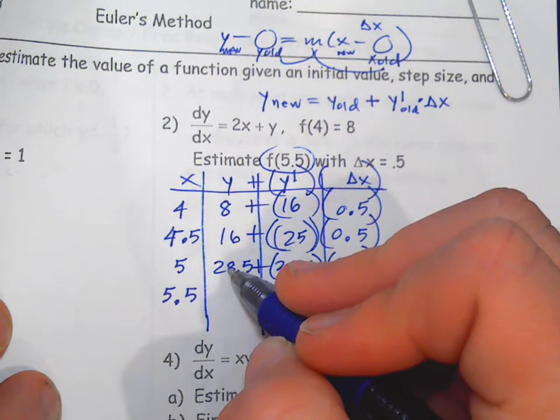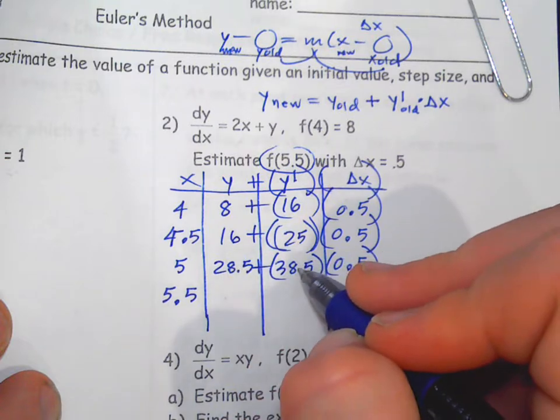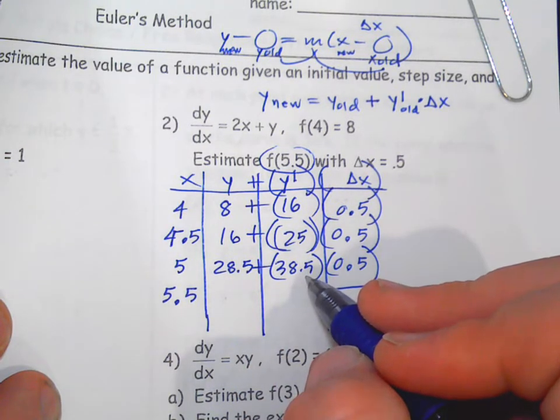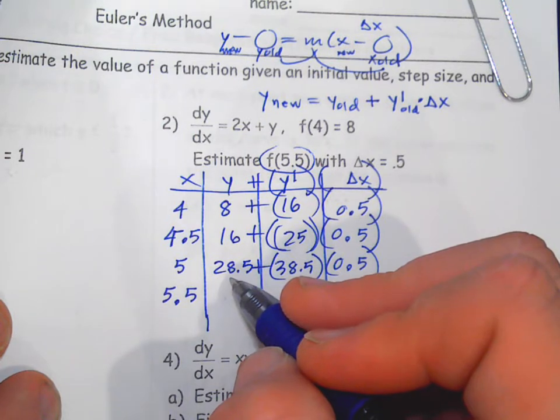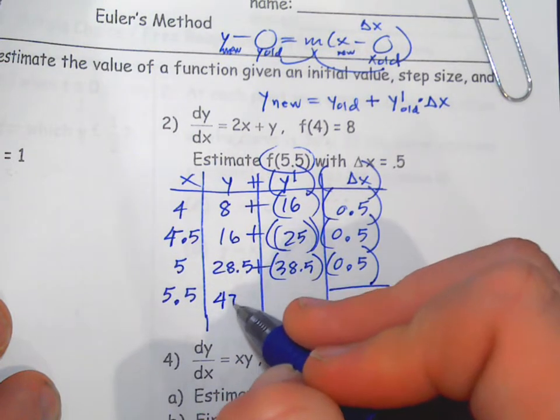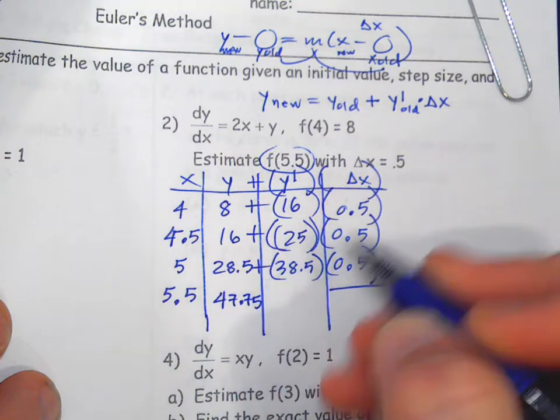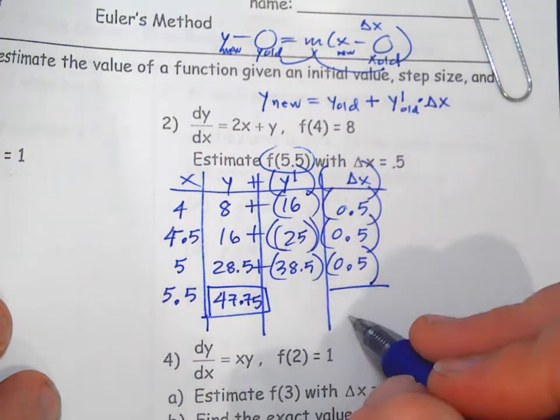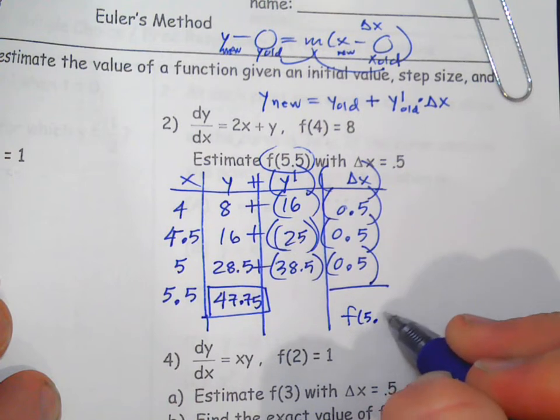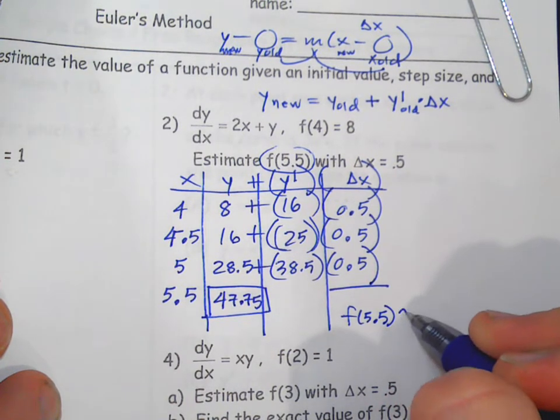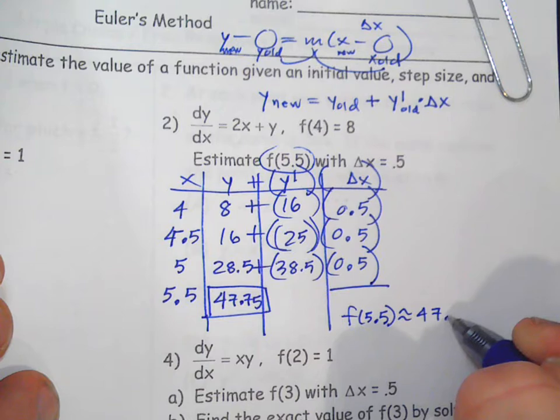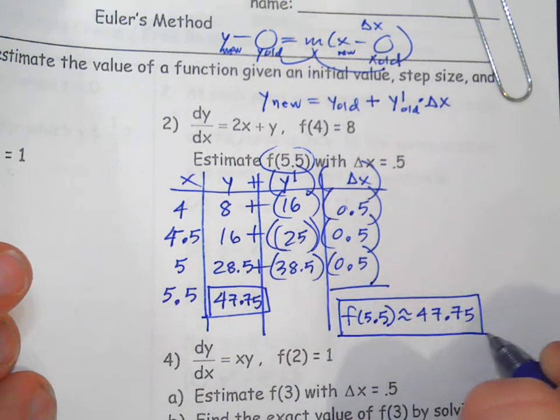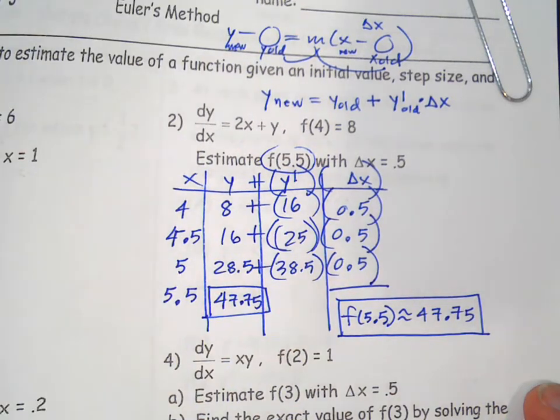Old y, new y equals old y plus y prime times delta x. That's going to be 19.25. So that's going to be 47.75. And we'll write our final answer as F(5.5) is approximately 47.75. So let's write the answer nicely. If you're going to use the table, let's write the answer down nicely. So that's how you do it.